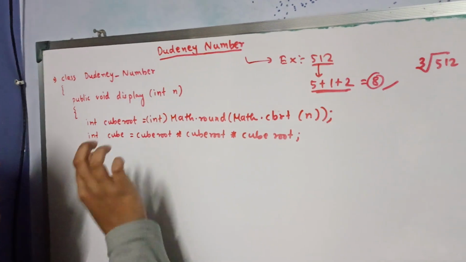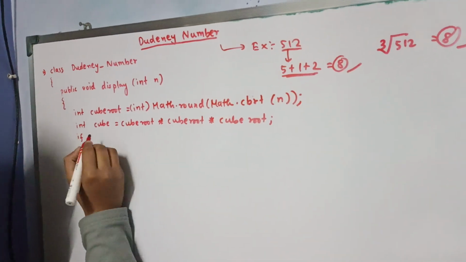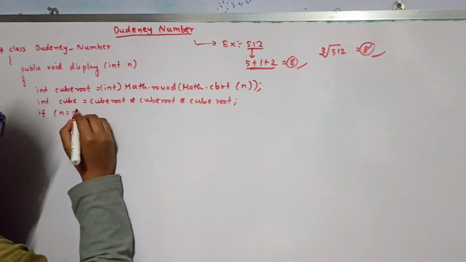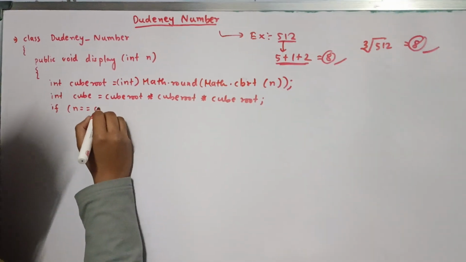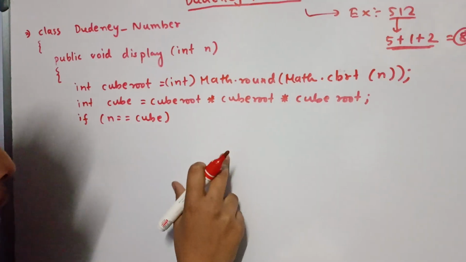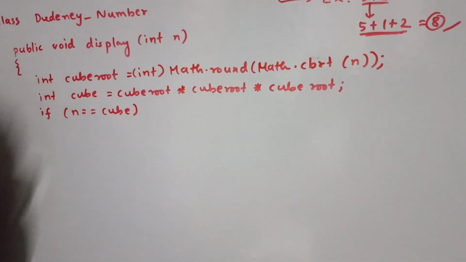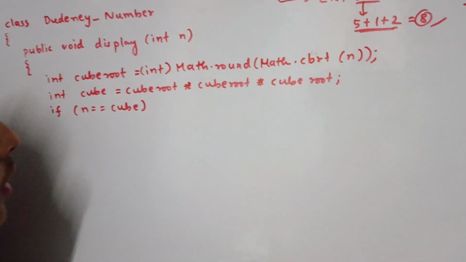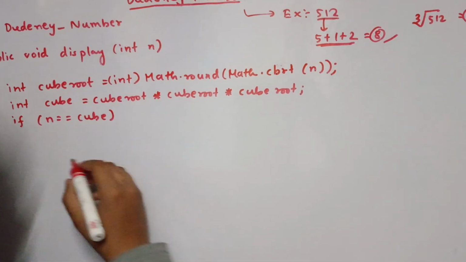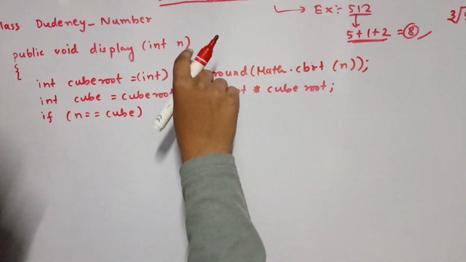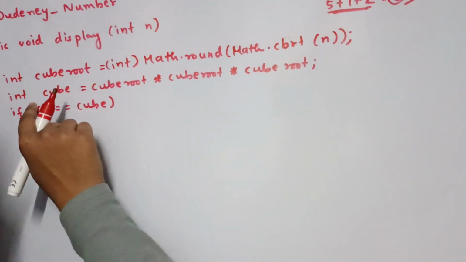So here we will give a conditional statement. If the number is double equals to cube, if this is possible, we will proceed with the calculation, else we will print not possible, that is not a Dudeney number. What does it mean? N is the number, cube is the cube of the cube root.